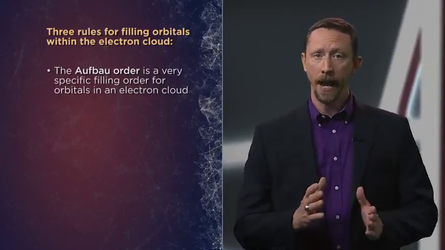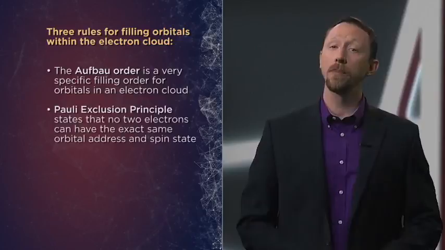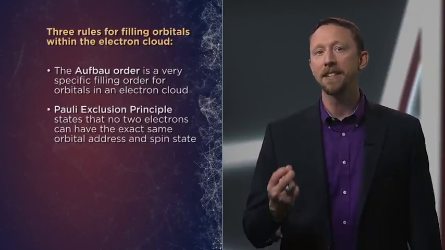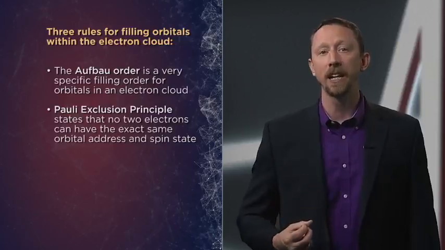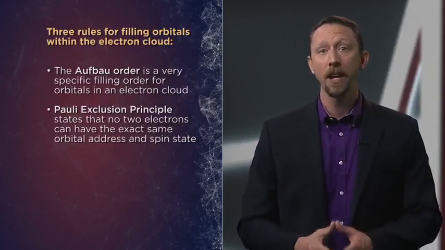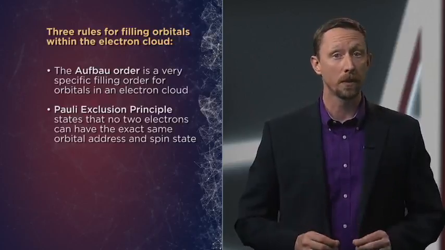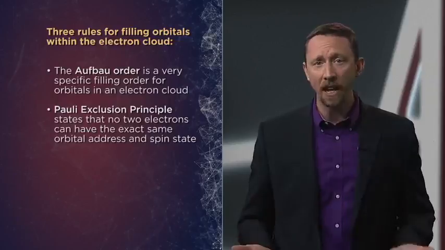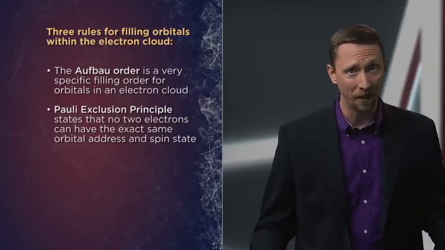Next, we have the Pauli exclusion principle, which states that no two electrons can have the exact same orbital address and spin state. In other words, no two electrons in the same atom can have the same 4 quantum numbers. Remember that when we start allowing two different places to have exactly the same address, our whole system would break down, right?